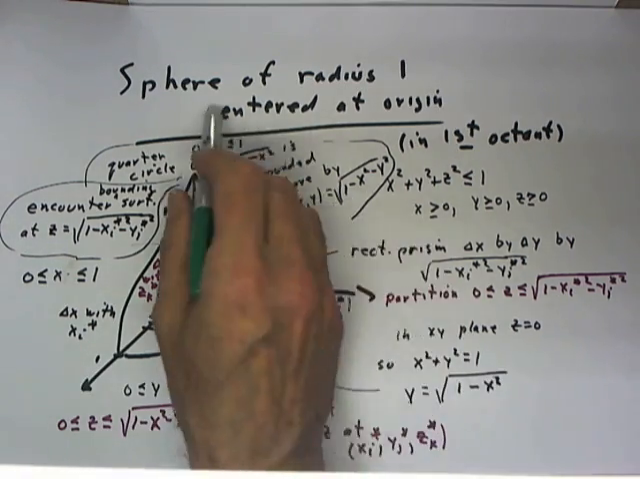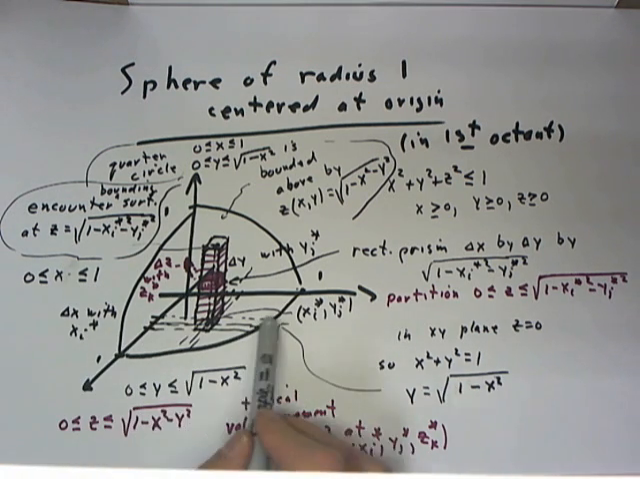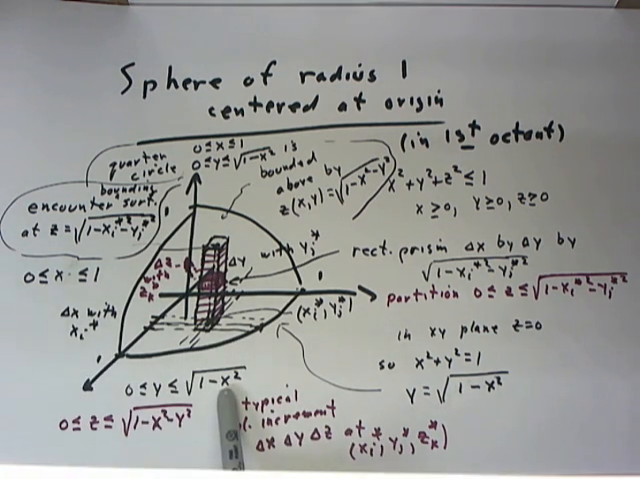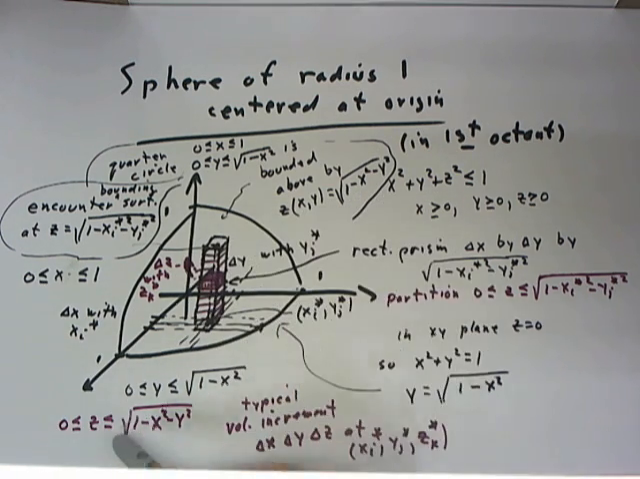Okay, we've seen that the sphere of radius 1 centered at the origin in the first octant can be described by three inequalities: x going from 0 to 1, y going from 0 to the square root of 1 minus x squared, and then z going from 0 to the square root of 1 minus x squared minus y squared.